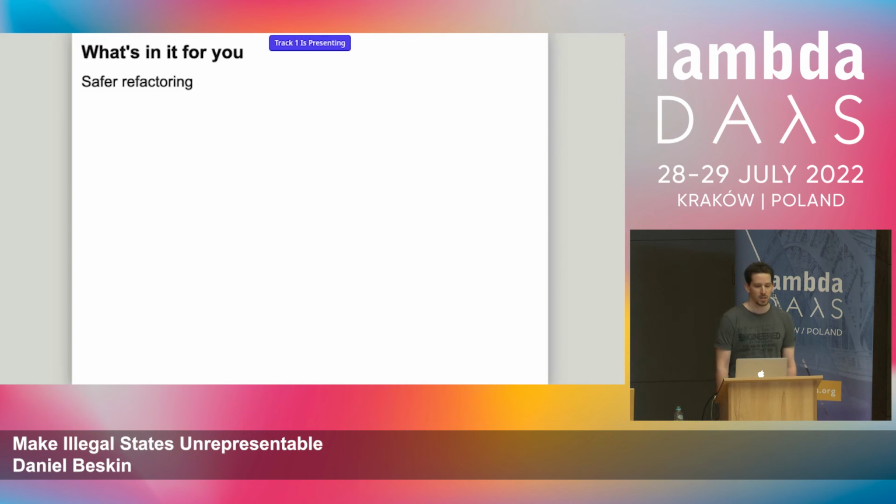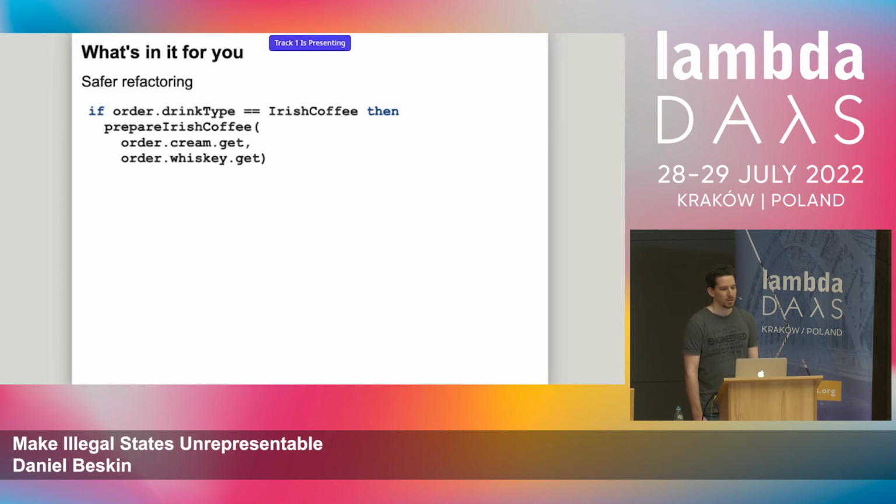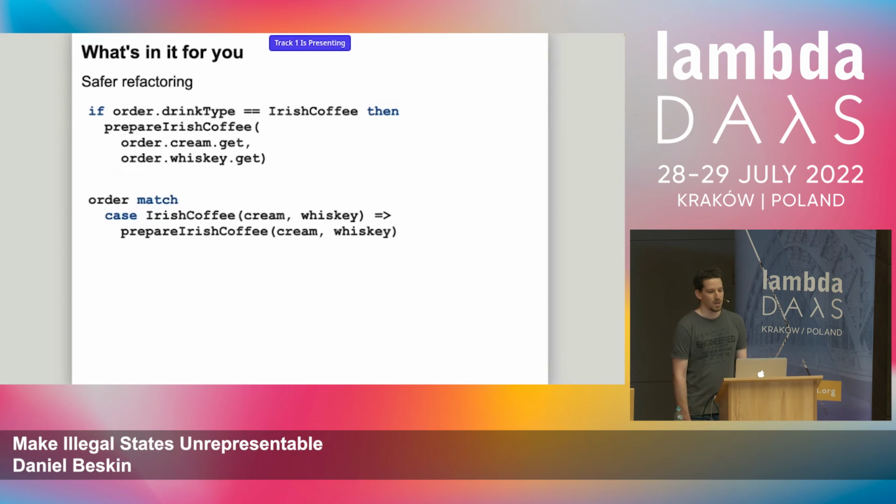And the last point is safer refactoring. So your code becomes much easier to refactor. For example, in this code, the get calls on the optional values are only somewhat safe in the case that you're ordering Irish coffee. But imagine that you're doing a refactor, and now the prepare Irish coffee call moves to another place. Now it's in some other place, and nothing is actually checking whether we're in the right case. So this is no longer safe. On the other hand, this code with the pattern match is safe by construction.